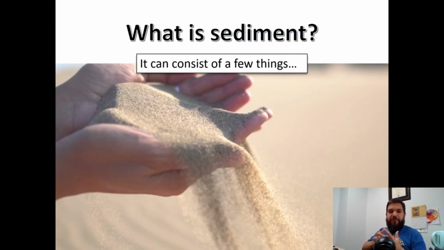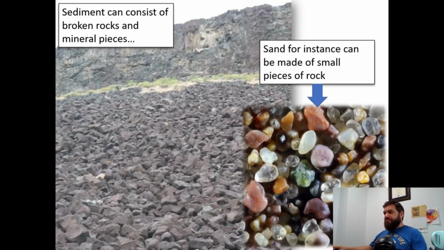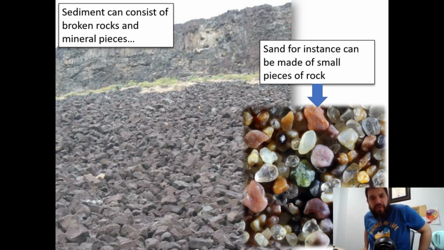It can consist of a few things, and you'll see there are various types, but basically it's just loose rock or mineral matter that collects on the ocean floor. The main thing is that it's loose pieces of stuff. I know that sounds very vague, but a lot of different things can consist of sediment. One of the main things, for example, is broken rock pieces, pieces of rocks and minerals.